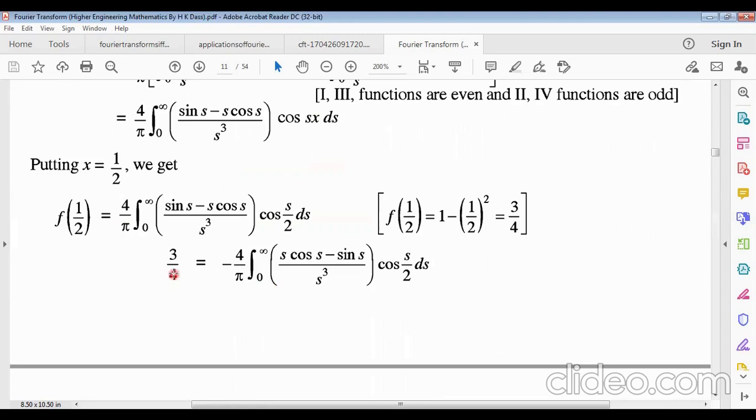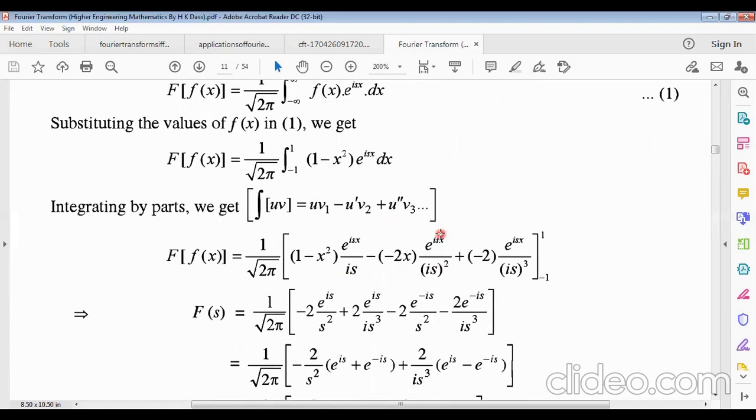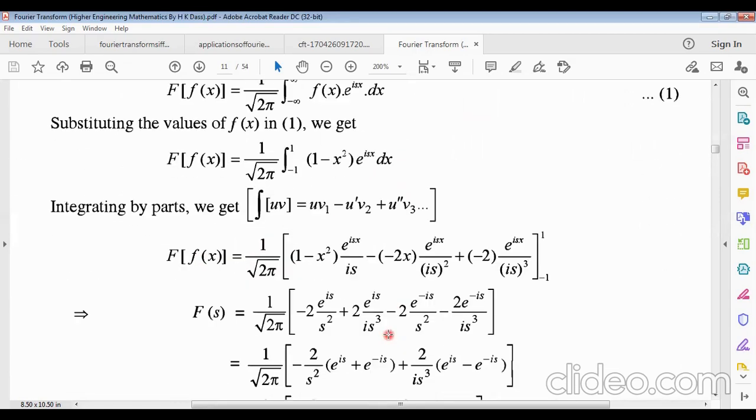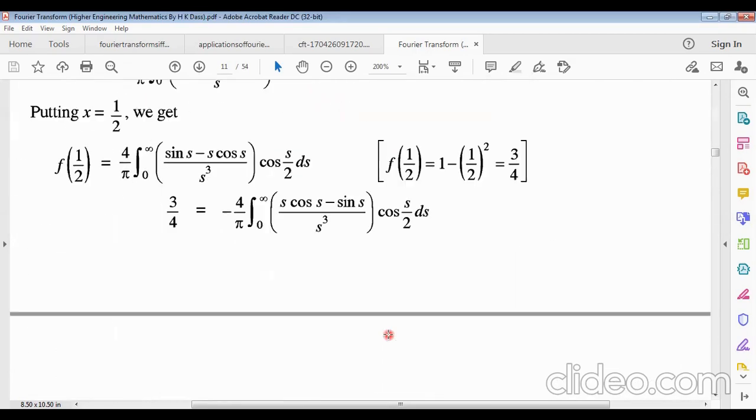Now f of half equals to what? From our given function, f of x what was? f of x equal to 1 minus x square. Okay, so f of half what will be? 1 minus half whole square. 1 minus half whole square value what? 3 by 4. Okay, so f of half equals to actually 3 by 4.